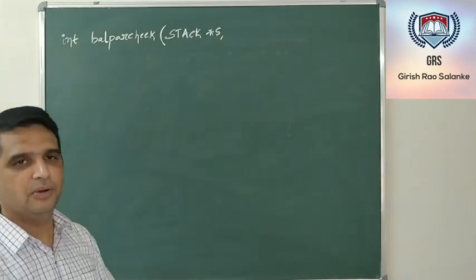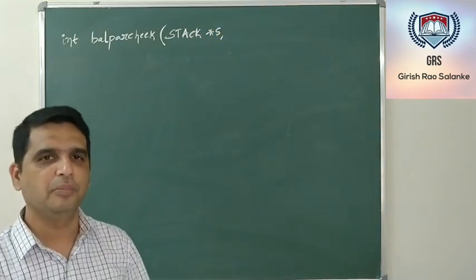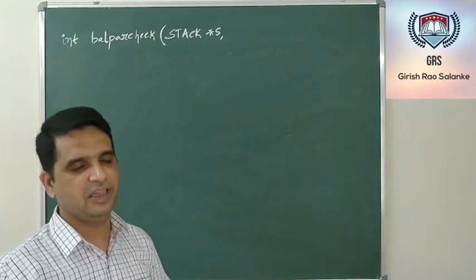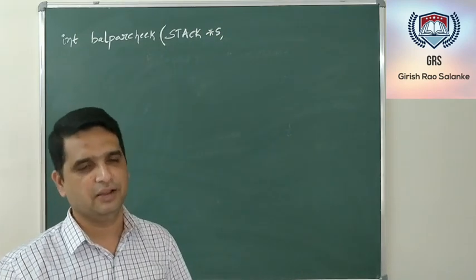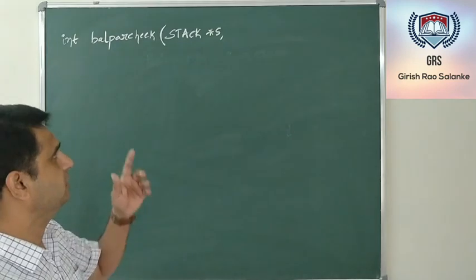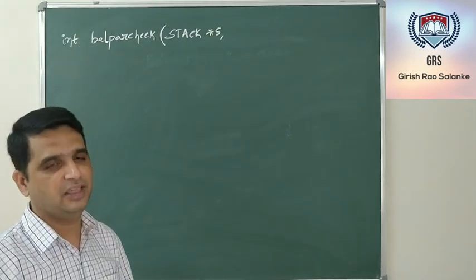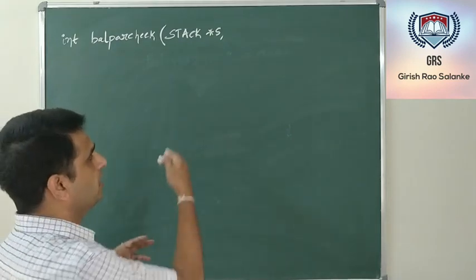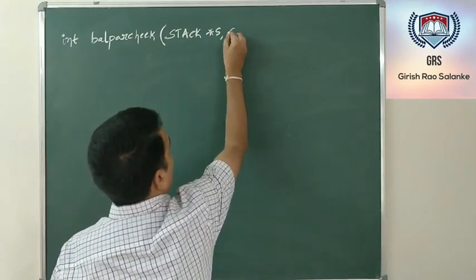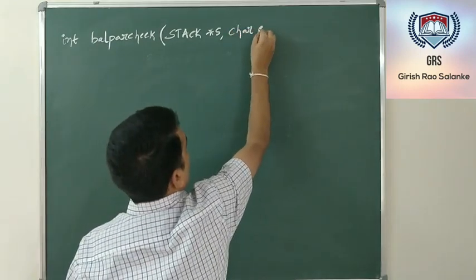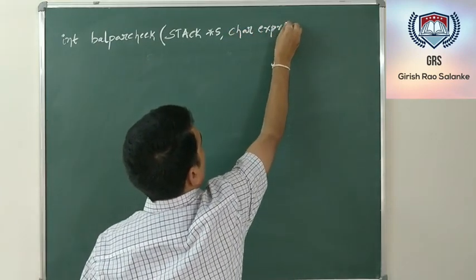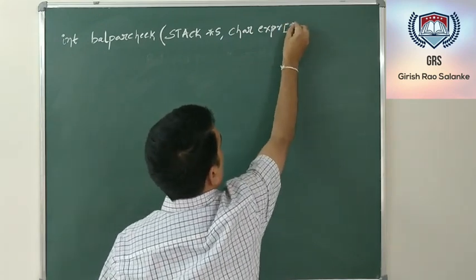Hope in my previous video you have seen how to implement a stack. In this case, I'm using the concept of stack with a structure and pointer. So the first argument to my function is the reference of the stack, which is a pointer variable. The second argument is my expression, char expression. You know that an expression is basically a string.